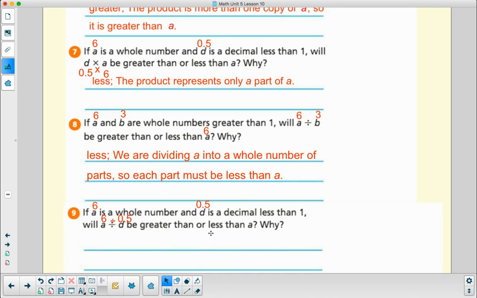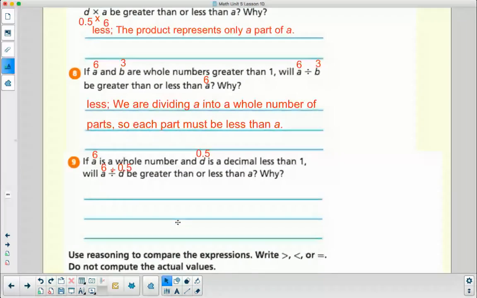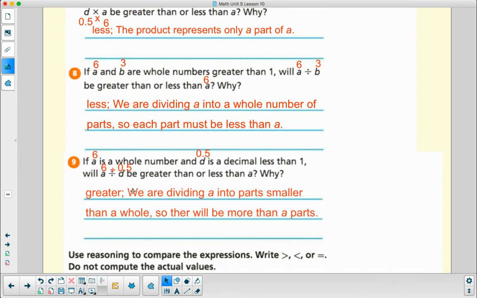Will my quotient be greater than or less than 6? So when I take 6 and divide it into groups of 5/10, is it going to be greater or less than 6? It's going to be greater. Why is it greater than 6? Because I'm dividing into parts smaller than a whole, so there will be more than 6 parts.